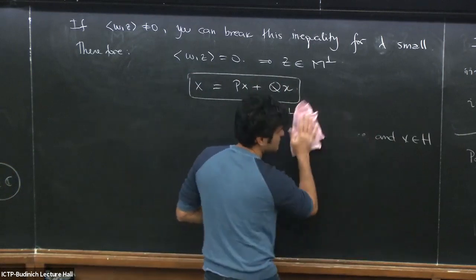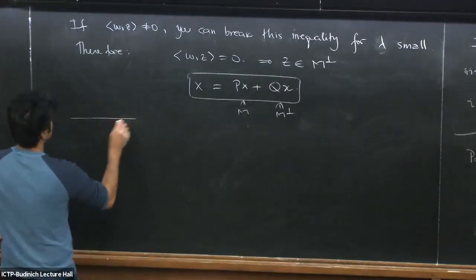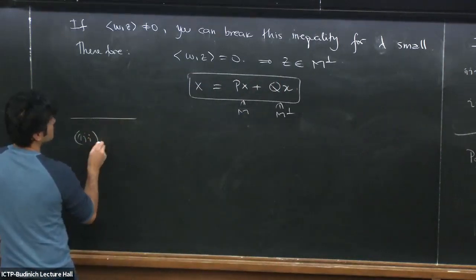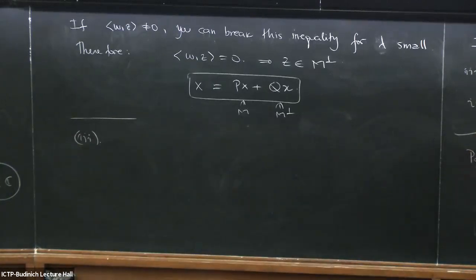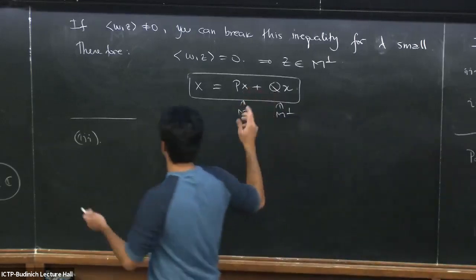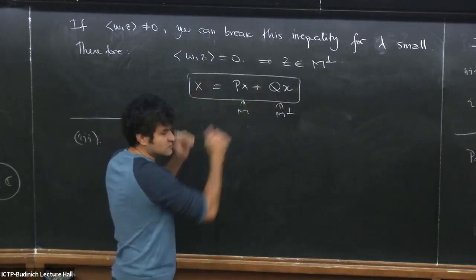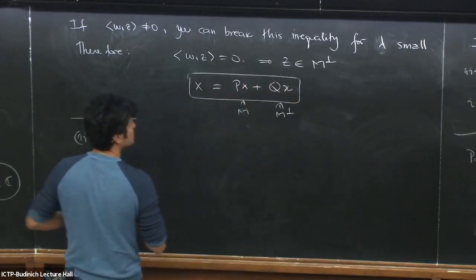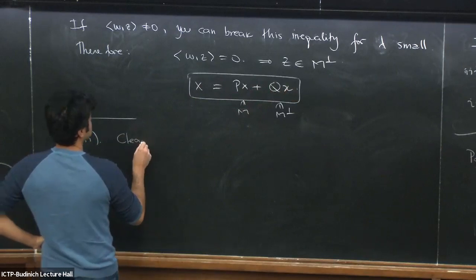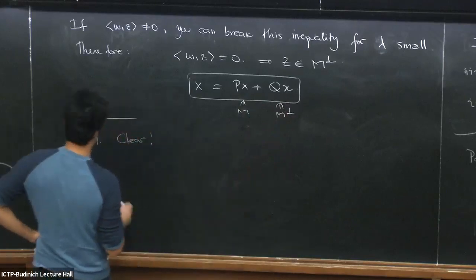All right? And the other parts are trivial. Part 3, that you have this Pythagoras theorem, that the norm of x squared is just equal to the norm of these two guys, is just because these two are orthogonal. So when you add up two guys that are orthogonal, if you just write what the norm is and you split the inner product, you just get norm of p of x squared plus norm of q of x squared. So 3 is clear, because this guy belongs to M and this guy belongs to M perp, okay?